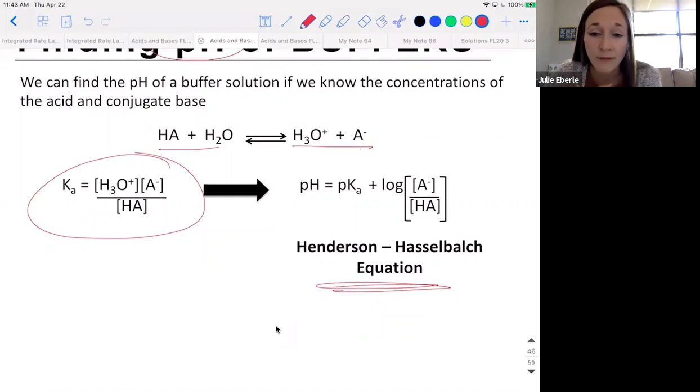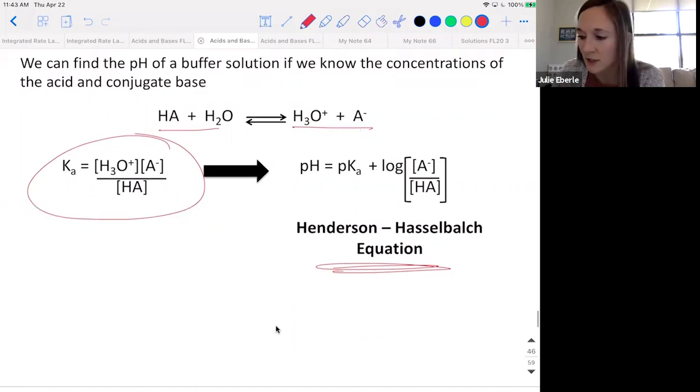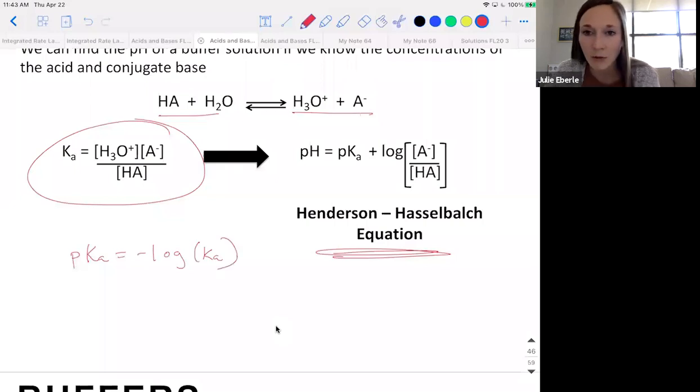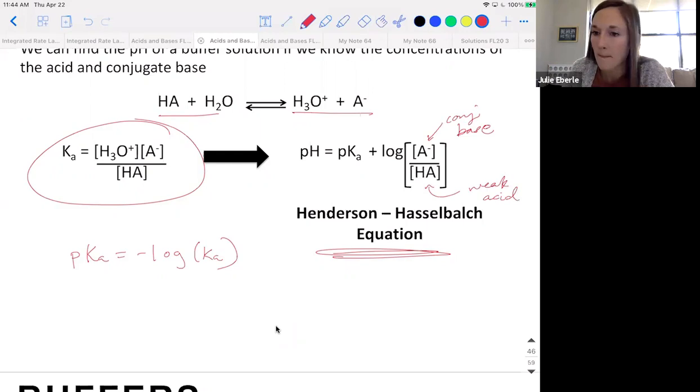And know that this is only for buffers. If I ask you what's the pH of a solution of HCl, you don't have a buffer, so do not use the Henderson-Hasselbalch equation, all right? That's the name of this equation, and it's pH equals pKa. What's pKa? We talked about that at the very beginning. pKa is just the negative log of a Ka value, which we have a table of. So pH equals pKa plus the log of the concentration of A minus, the conjugate base, divided by the concentration of the weak acid, okay? All right, there it is. Let's put it into practice.